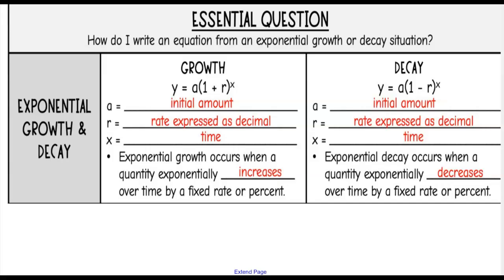So when you're reading a word problem, you want to look for these things. You want to look for the initial amount, the rate expressed as a decimal, and whatever the time is. And it's important to know if it's increasing or decreasing. That way you know to use the plus or the minus, or which formula to use.